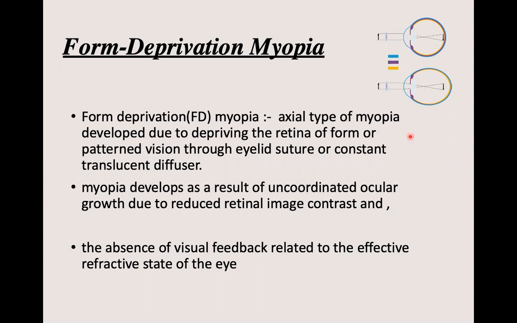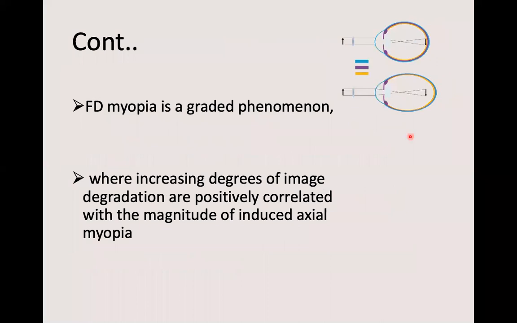Form deprivation myopia is a graded phenomenon. It occurs step by step, isn't it? This form deprivation type of myopia does not occur all of a sudden. It occurs step by step, where increasing degrees of image degradation are positively correlated with the magnitude of induced axial myopia. What does this mean? This means that the poorer the quality of the image on the retina, the more the elongation of our eye, and there will be an increase in the axial length.